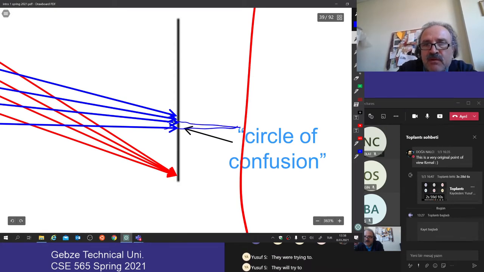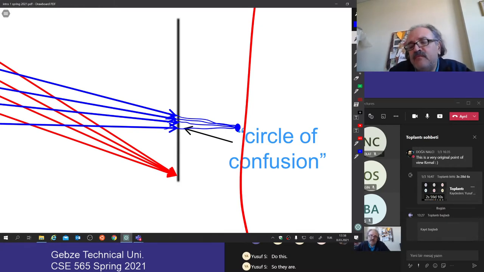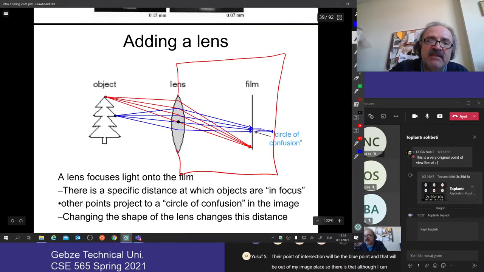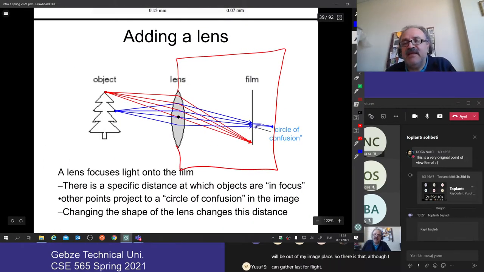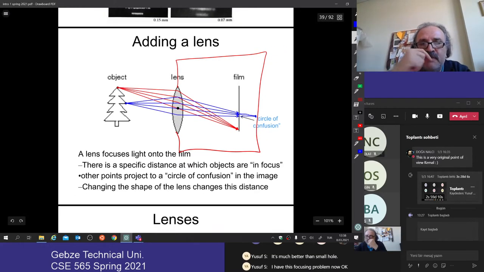They will try to do this. So their point of intersection will be the blue point, and that will be out of my image plane. So although I can gather lots of light, it's much better than a small hole, I have this focusing problem now. Okay, that's a focusing problem.